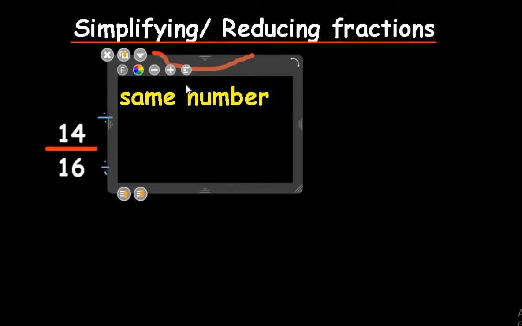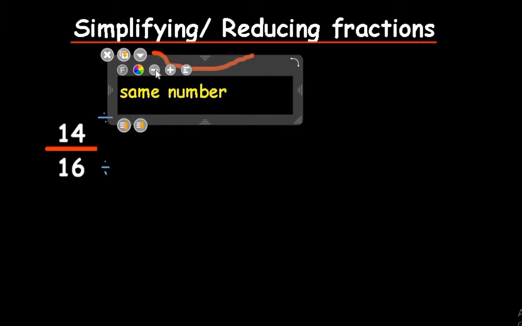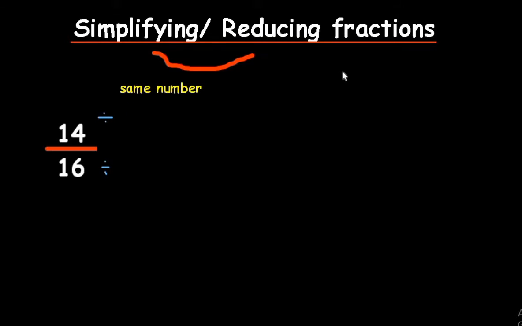This is very important. You cannot divide 14 by 2 and 16 by 4. No, it has to be the same number. So if the denominator is divided by 2, you have to divide the numerator also by 2. 2 7s are 14 and 2 8s are 16.